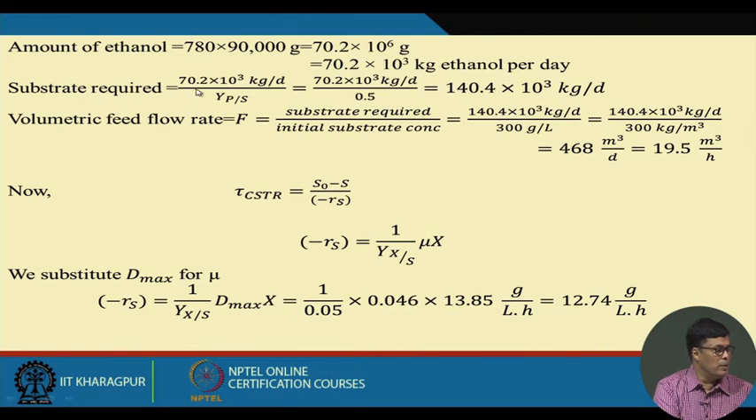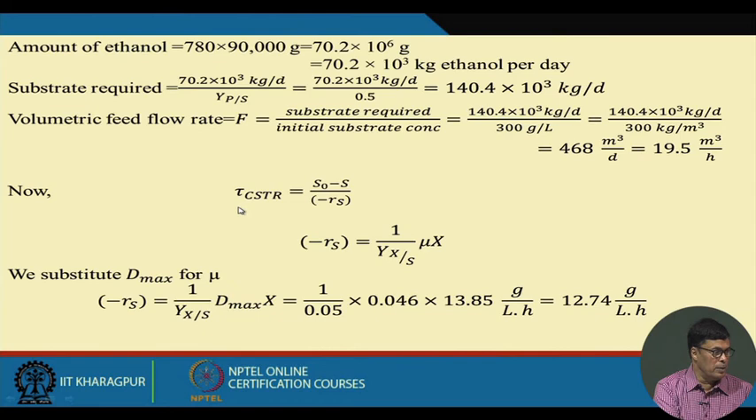Now, then we can easily find out how much substrate is required. This is 140, because the Y P by S ratio, that is gram ethanol per gram of sugar, is this. So, you can easily calculate how much sugar is required per day. Then volumetric flow rate we can find out, because this is the substrate required divided by that initial substrate concentration, we can find out what is the flow rate.